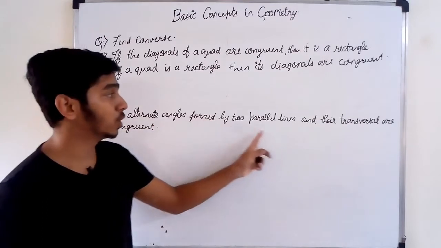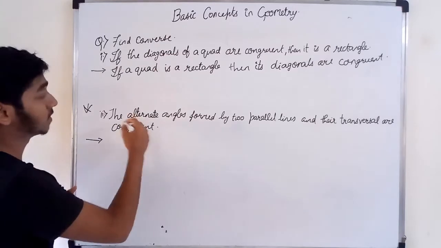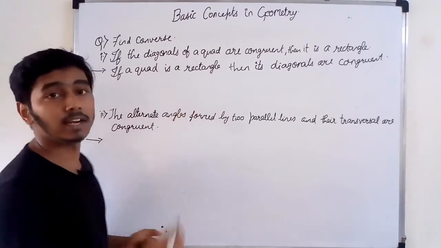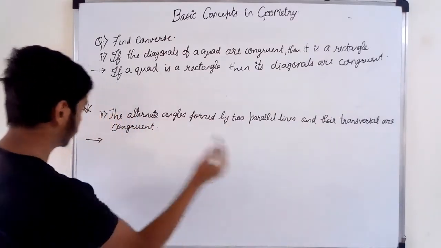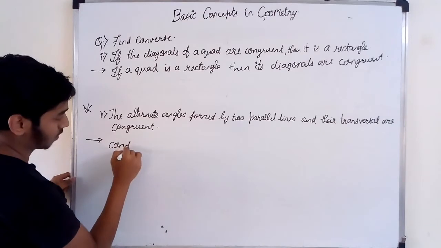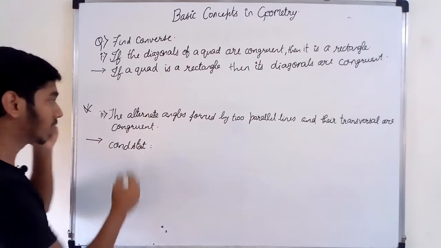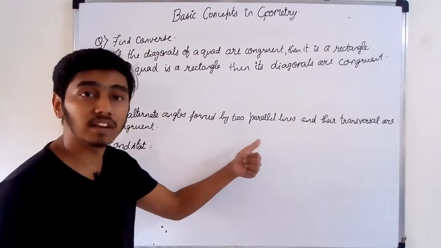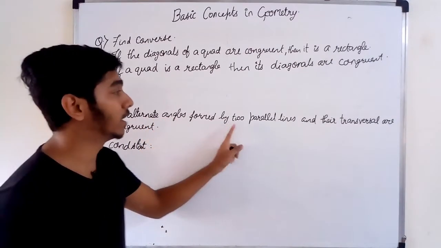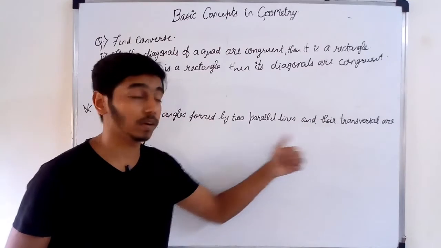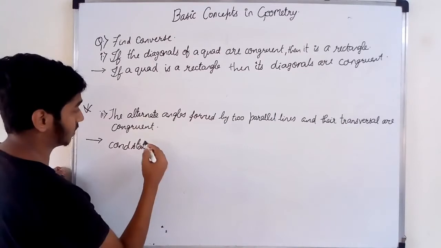So the alternate angles formed by two parallel lines and their transversal are congruent. So what are we supposed to say? This is not in if-then form, so let's convert this into if-then form, meaning let's write the conditional statement of this statement. We have to say it in if-then form.